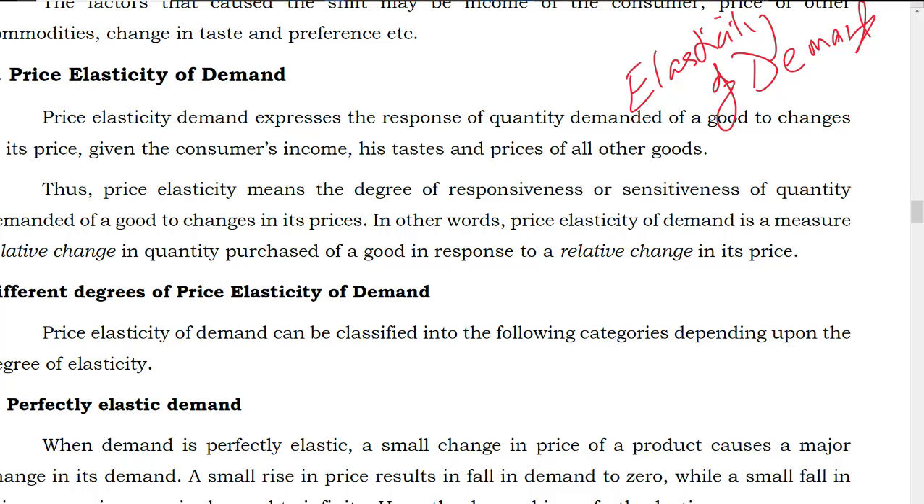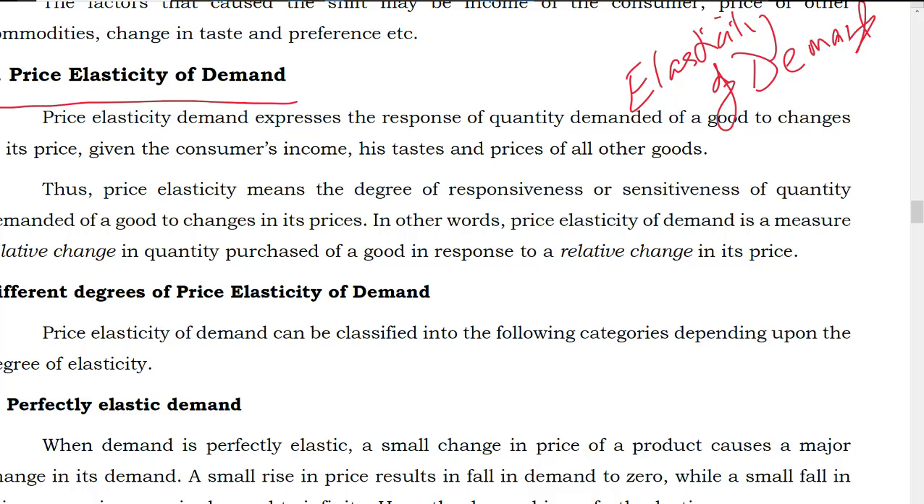We came to know about the literal meaning of elasticity. Sometimes the literal meaning of a particular word will help you to understand, to remember, as well as to present a particular matter, especially in economics. So that's true for the concept of elasticity as well.